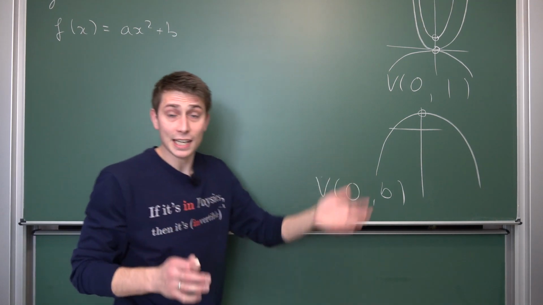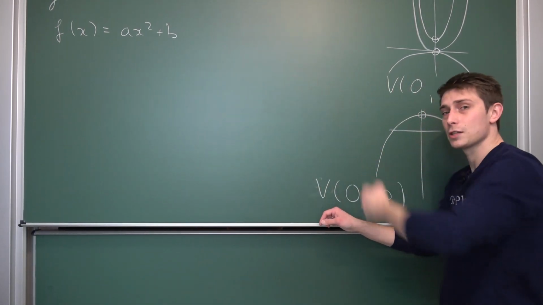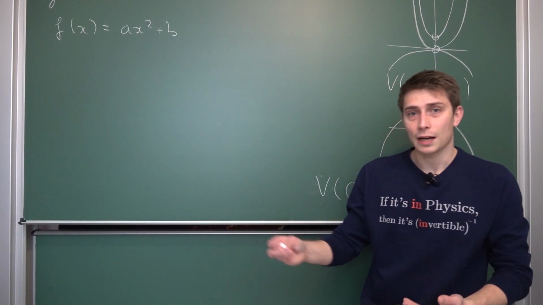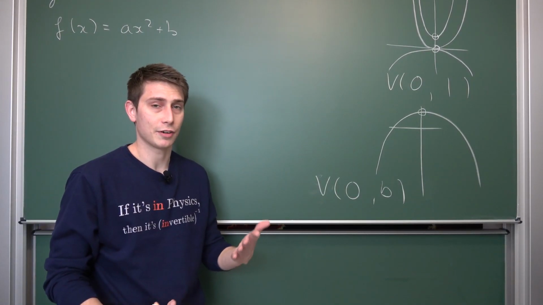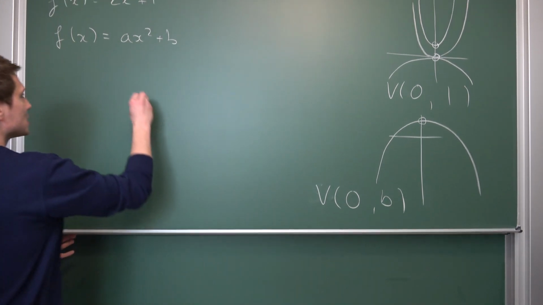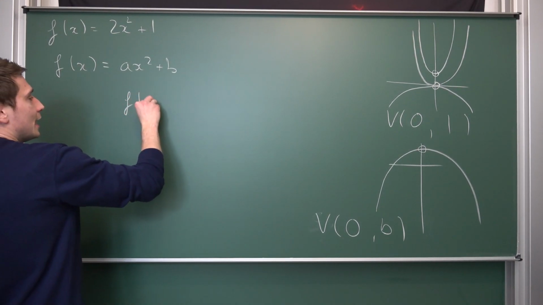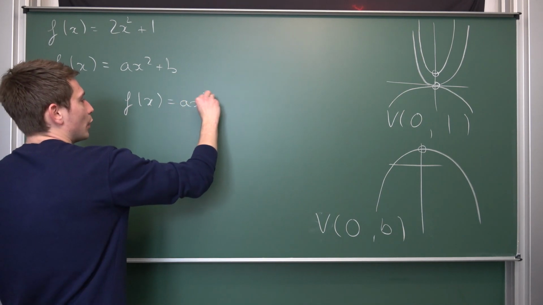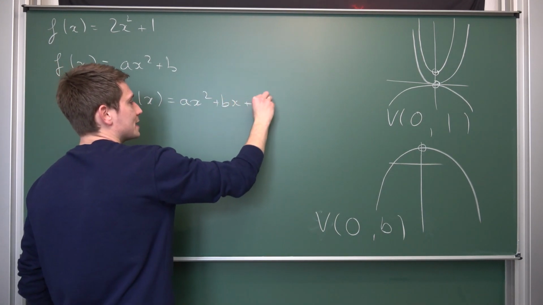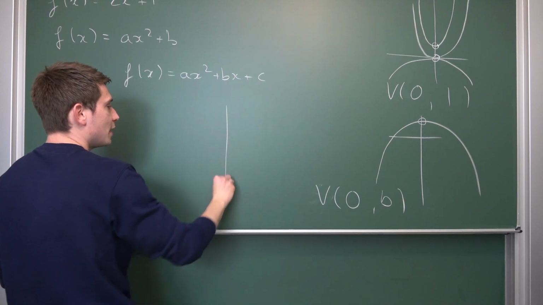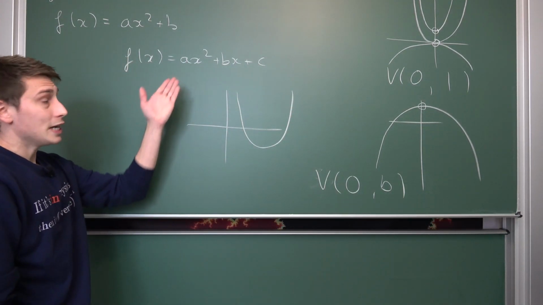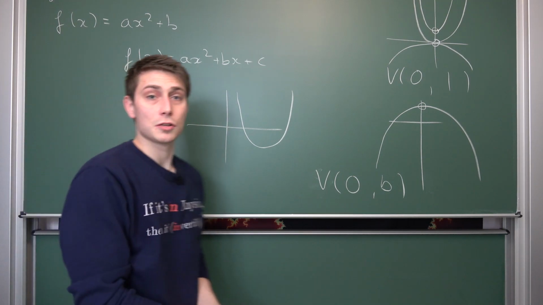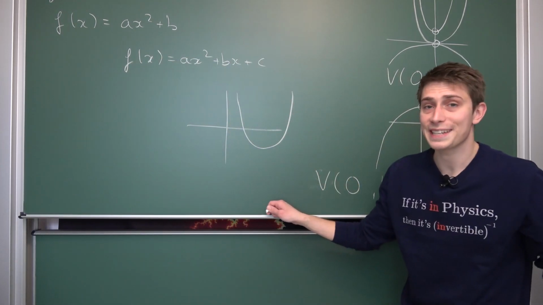Finding the vertex for functions of this form is very easy, but we are going to run into problems if we take a look at the general form of a quadratic function that I introduced in the very first episode of the series, namely f of x equals ax squared plus bx plus c. This could be, for example, a function looking like this. Algebraically, it's rather hard for students to find out what the vertex is going to be.